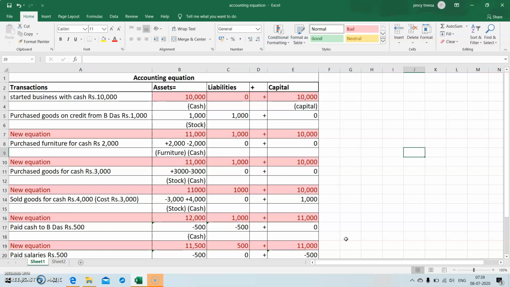Since this is the first entry, you don't have to find out the after effect of this particular transaction, because that is the only transaction there. So we are just putting it like that, and we are moving on to the next transaction.